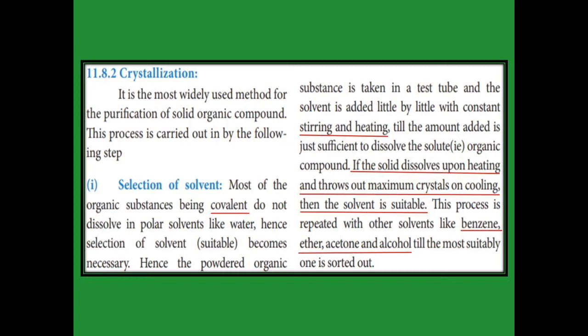How can we choose? Just add the organic compound to the solvent. If it does not dissolve, stir and then heat. If the solid dissolves on heating, it throws out a maximum amount of crystals on cooling, so that solvent is a suitable solvent. The solvents we can use for the crystallization process are benzene, ether, acetone and alcohol. They can be used as solvents for organic compounds.